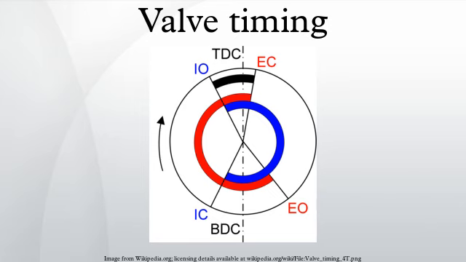Engine designers aim to close the exhaust valve just as the fresh charge from the intake valve reaches it, to prevent either loss of fresh charge or unscavenged exhaust gas. In the diagram, the valve overlap periods are indicated by the overlap of the red and blue arcs. Key: TDC equals top dead center, BDC equals bottom dead center, IO equals inlet valve opens, IC equals inlet valve closes, EO equals exhaust valve opens, EC equals exhaust valve closes.